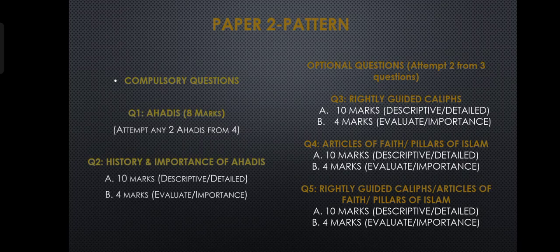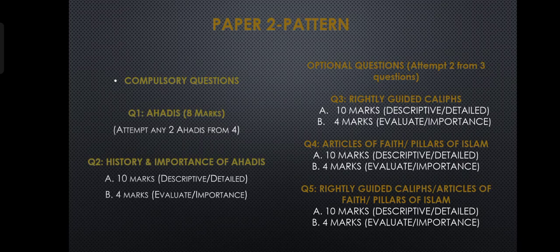Question number 3 is of rightly guided caliphs. Question number 4 is either of articles of faith or pillars of Islam, whereas question number 5 includes either rightly guided caliphs, articles of faith, or pillars of Islam. It depends upon the examiner which question to give you and from which topic.